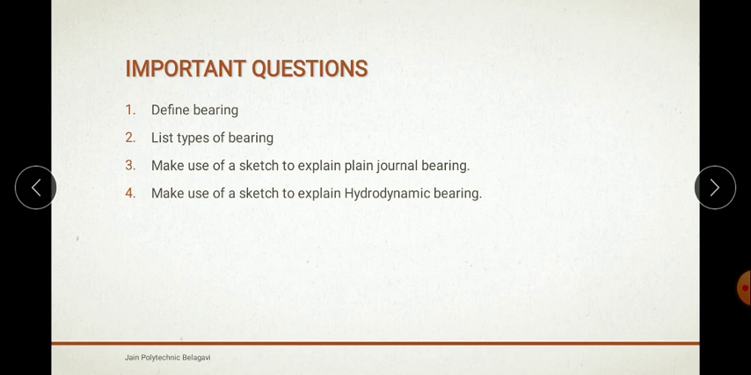Next are the important questions for the examinations. There are 4 important questions that are asked in the examinations.